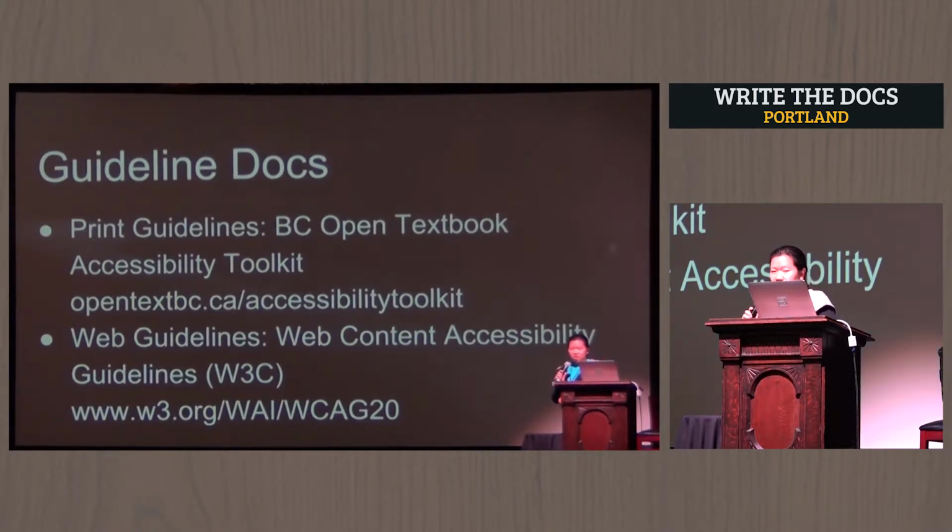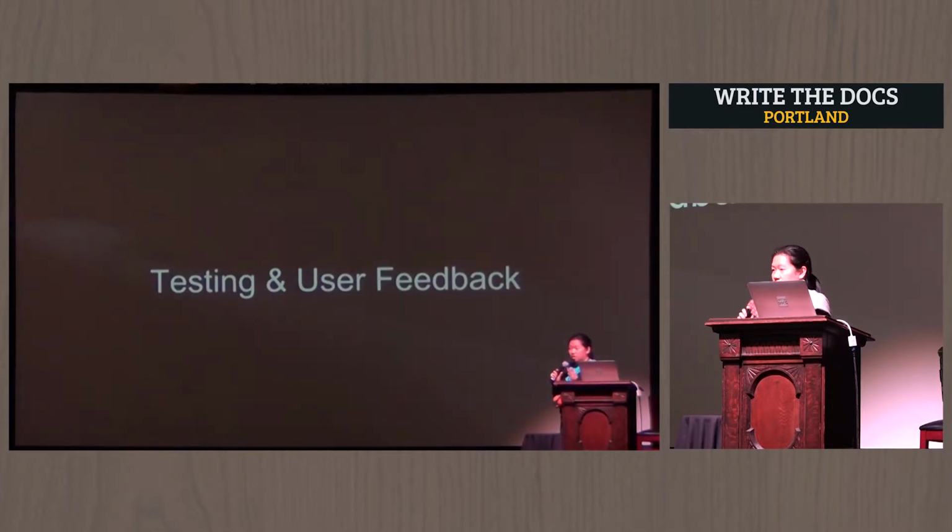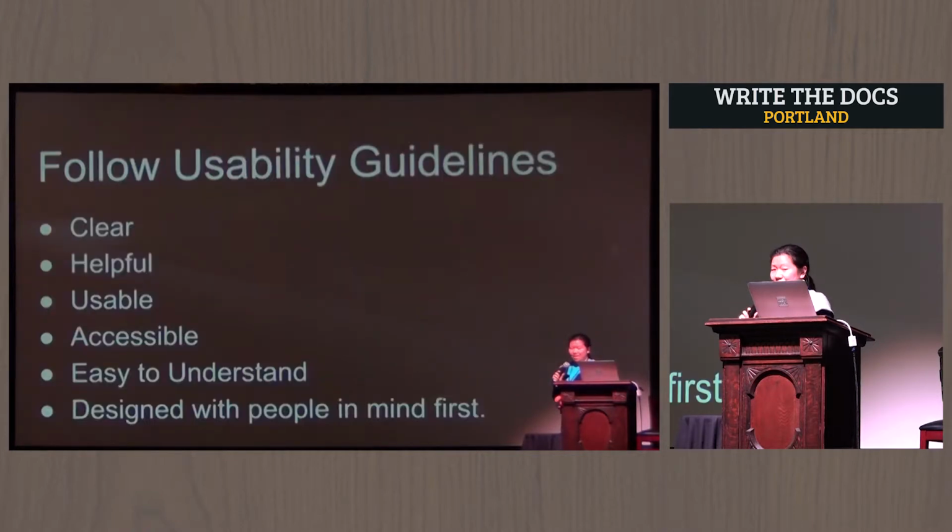Guideline docs, just very quickly: there are lots of resources out there for both print guidelines and web guidelines, and this is just a couple of examples. I'll have my slides available later. I will also say that testing and user feedback is your key. There is nothing that can replace automated testing. And your takeaway for today is if you actually follow clear usability guidelines, be clear, helpful, usable, accessible, easy to understand, designed with people in mind first, you'll get there. Don't worry.